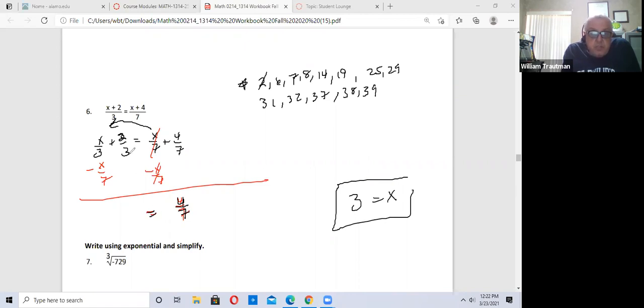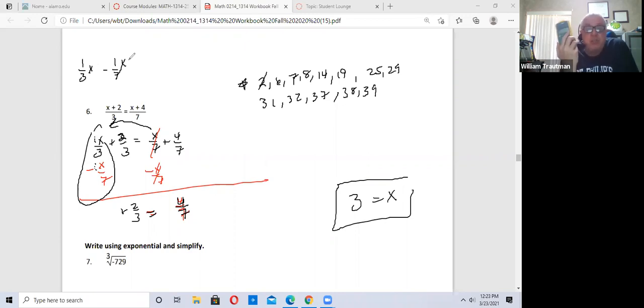And I have a 2/3 over here. And then I have this. So this is 1/3 x minus 1/7 x. See, there's an invisible 1 here. When you don't have anything in front of an x, there's a 1. So it's 1/3 x minus 1/7 x.